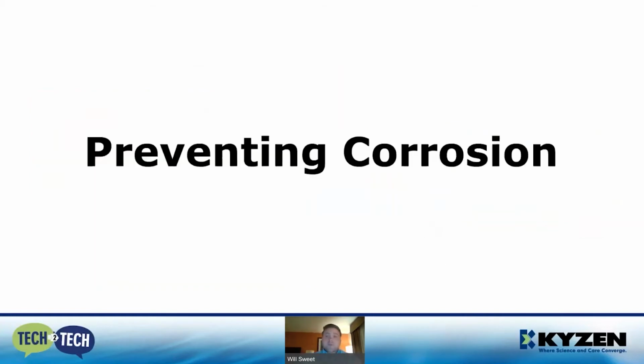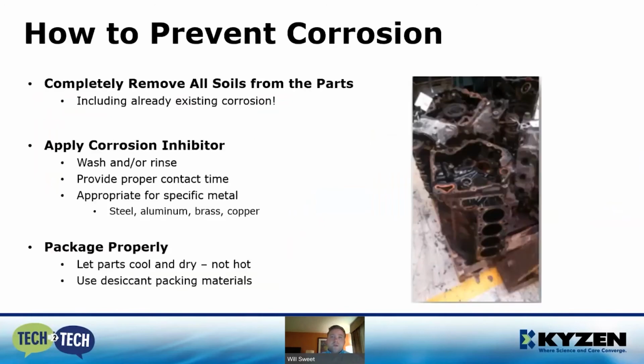Moving on to ways to prevent corrosion. The first thing that you're going to want to do, when you're trying to prepare a part to be corrosion protected, is remove all of the soils from the part. And yes, that is definitely including the existing corrosion that's already on the part, if you have parts that come in with corrosion on them.